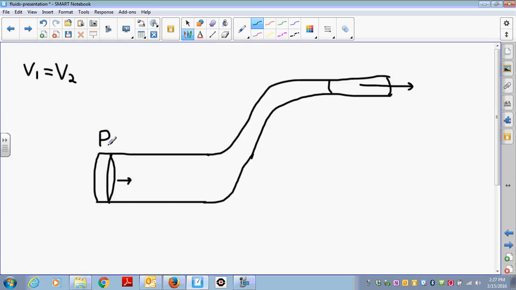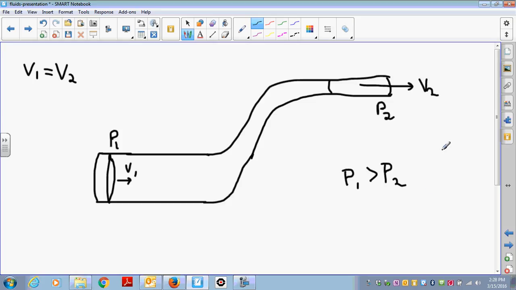So I'm going to call this P2, and I'll call this V. Actually, I'm going to call this P1. Let me replace that. Okay, so this is going to be V1, P1, and this is going to be the pressure here at P2, and this is going to be V2. And I know that P1 has a greater pressure than P2.